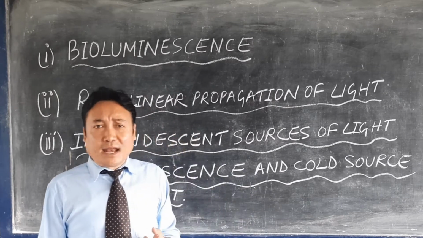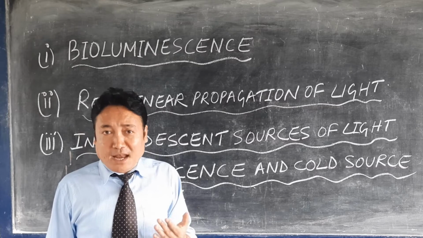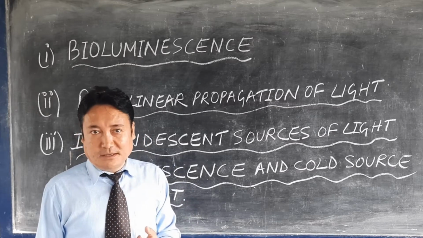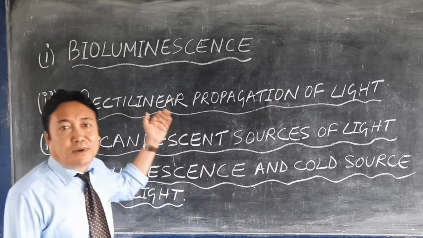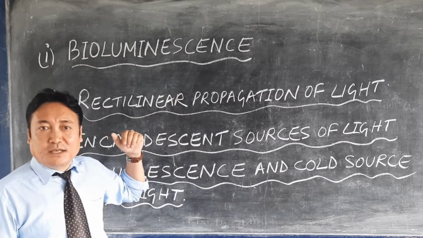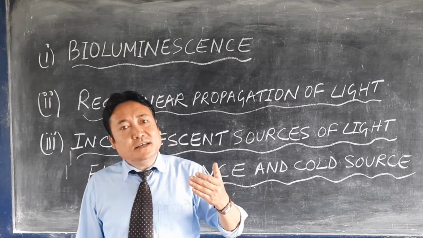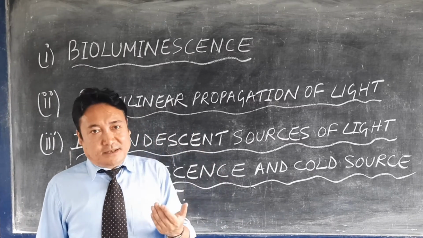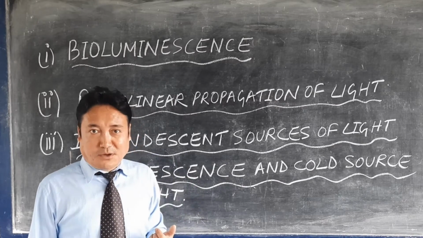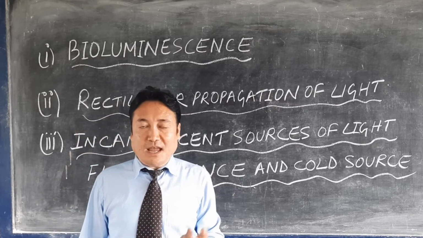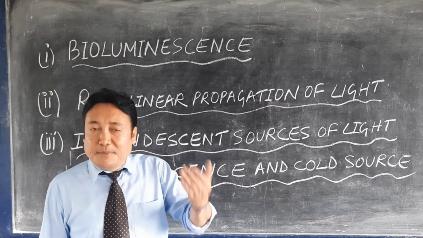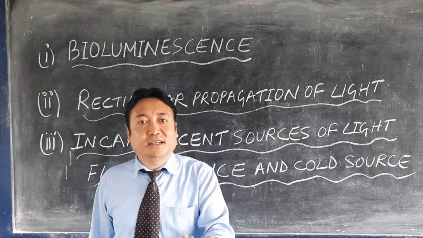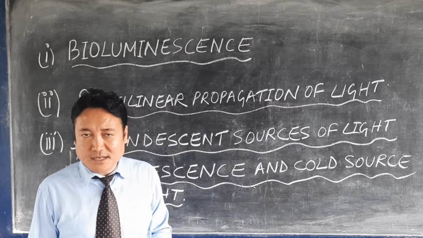Many organisms emit light from their body, and this is known as bioluminescence. Bioluminescence is the natural emission of light from organisms. And those organisms which emit light from their body are known as bioluminescent creatures.